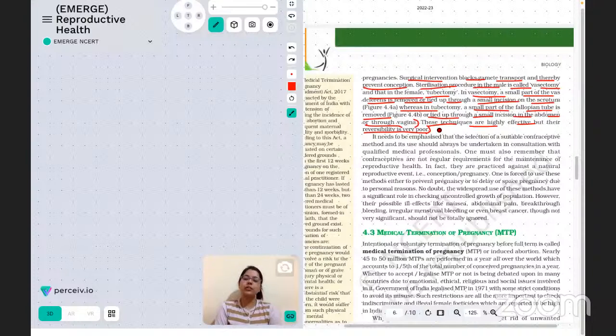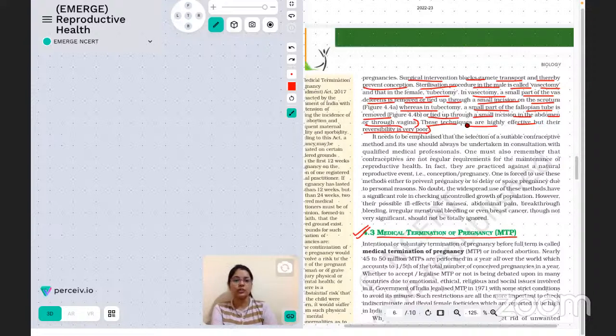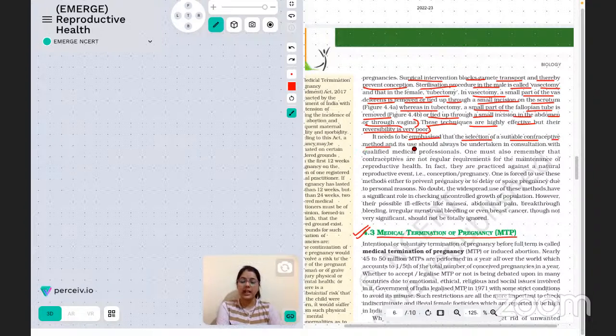All right. Now, so these were all the contraceptive methods that we have dealt with today. Now, the next method to talk about is basically the medical termination of pregnancy, which you can see over here. इसमें दिया भी हुआ है that it needs to be emphasized that the selection of a suitable contraceptive method and its use should always be undertaken in consultation with a qualified medical professional.